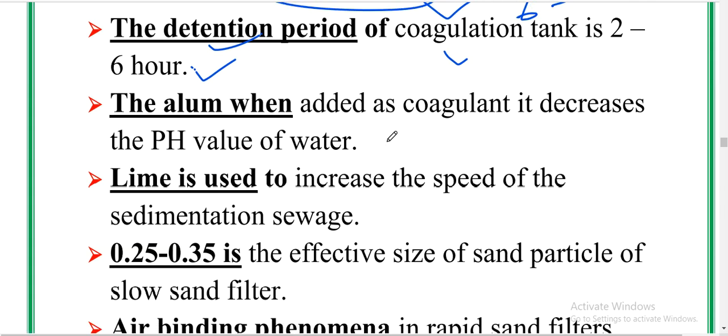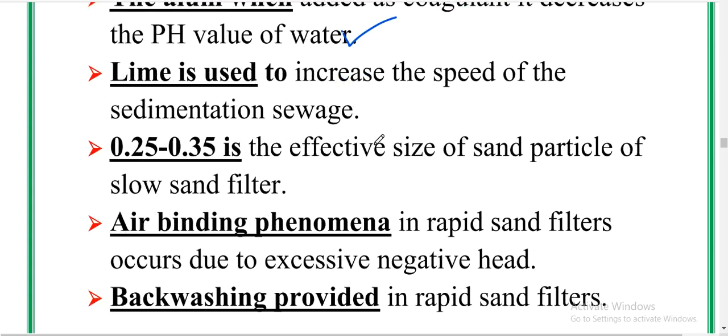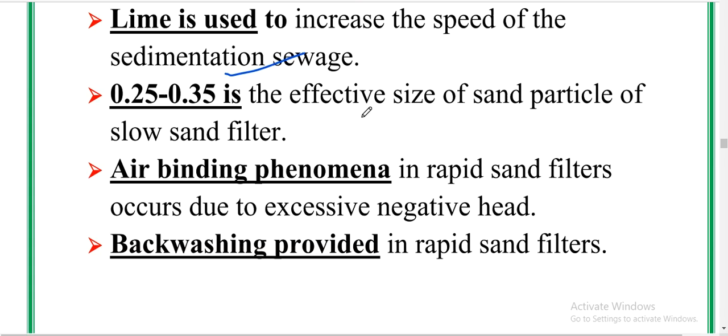Okay, the alum when added as coagulant decreases the pH value of the water. When we add alum as coagulant, the pH value will decrease. Obviously it decreases. Lime is used to increase the speed of the sedimentation. Okay, 0.25 to 0.35 is the effective size of sand particles. Slow sand filters.